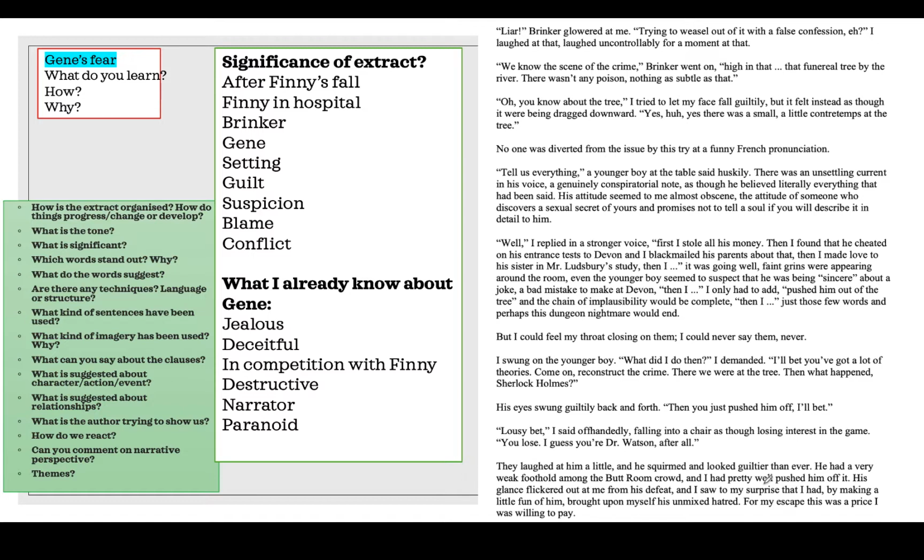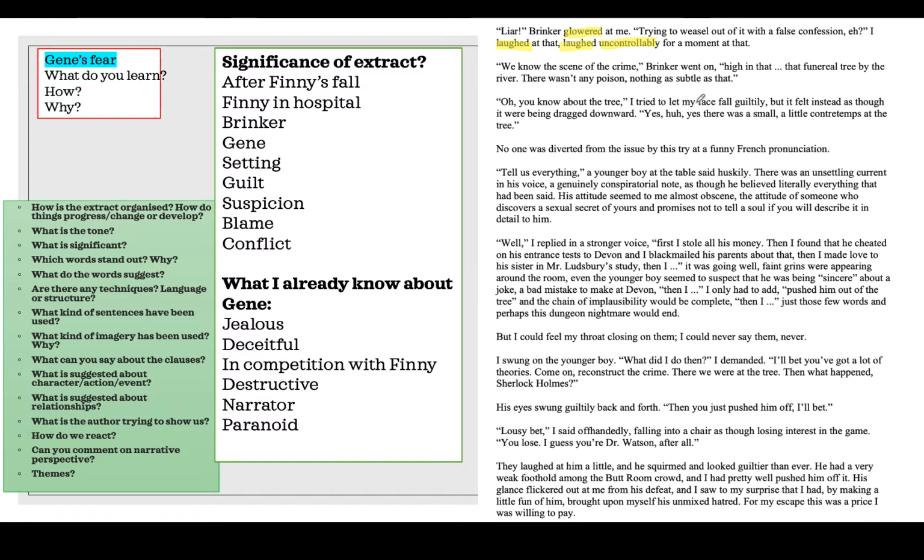Okay, so now we're on to the second part of this extract. So if we look up here, then we have Brinker glowered at me. So think about that word. And then we have this repetition of laughed. So we have this contrast here of the actions of the two boys. But the fact that we have this repetition of laughed, and it's uncontrollably, shows that maybe his fear is taking over. Maybe he doesn't know how to respond to this situation.